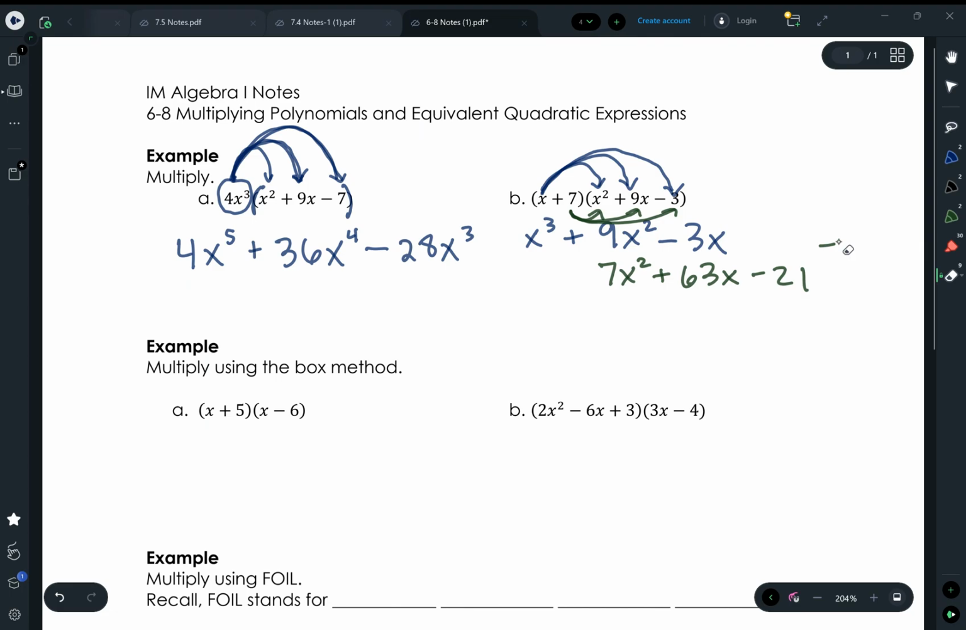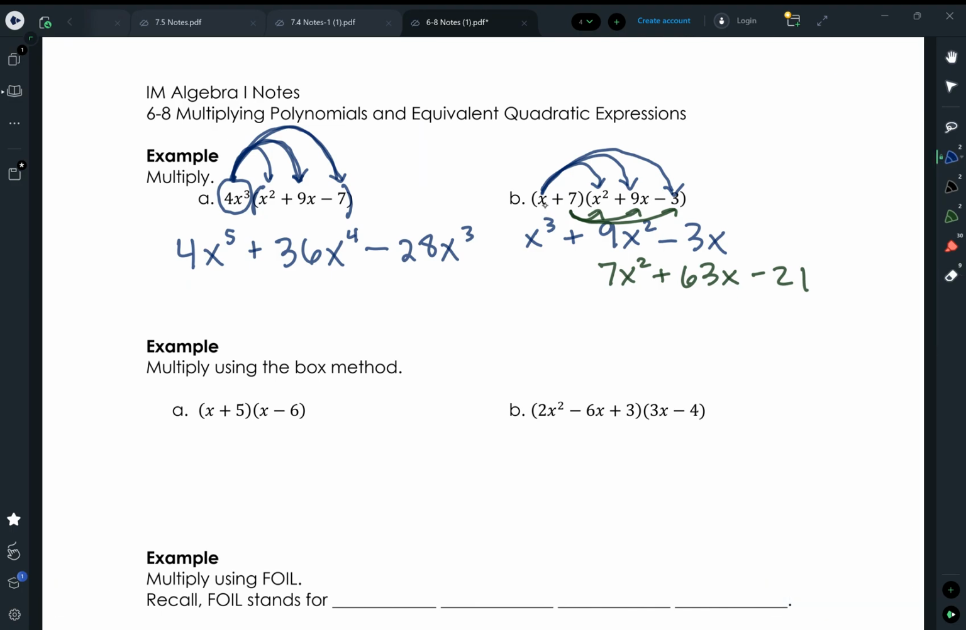I really like this method for multiplying big things because now I can go through and add up my like terms in columns. I don't do this for everything, but when I'm multiplying lots of stuff, it simplifies. So now my x cubed is by itself. 9x squared and 7x squared makes 16x squared. Negative 3x plus 63x makes a plus 60x. And then I have a minus 21.